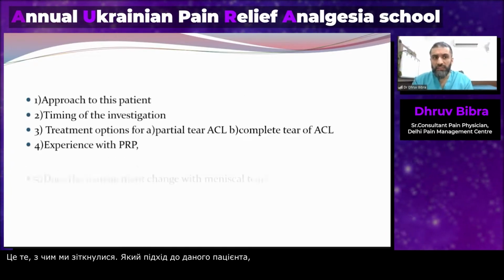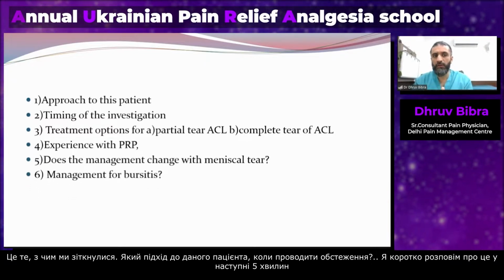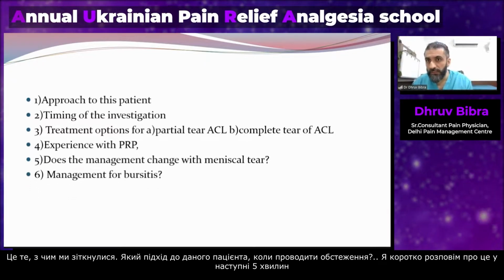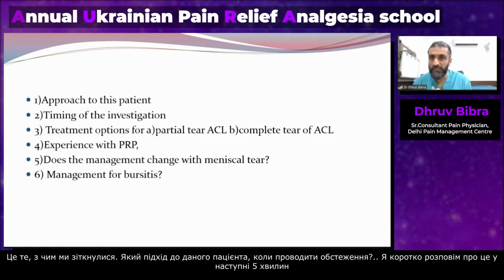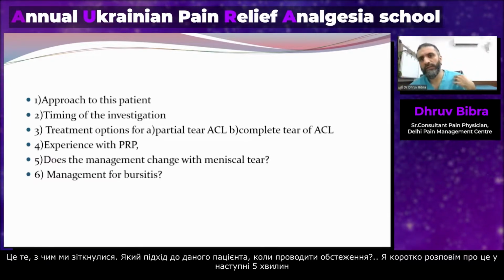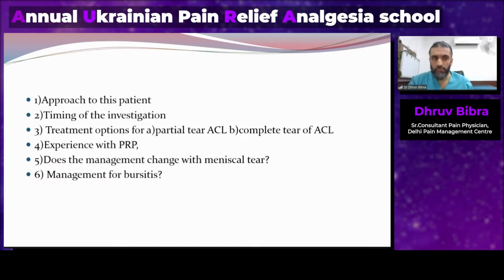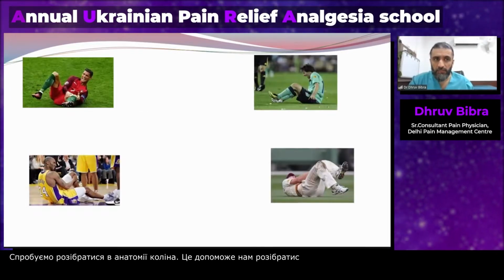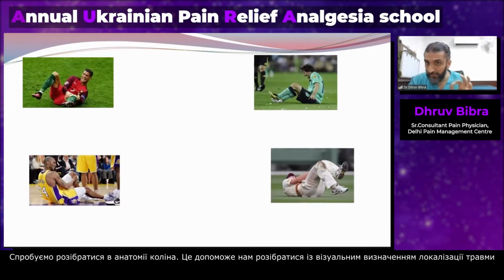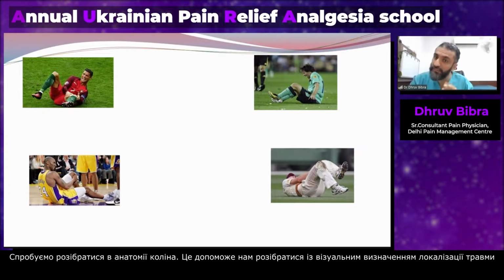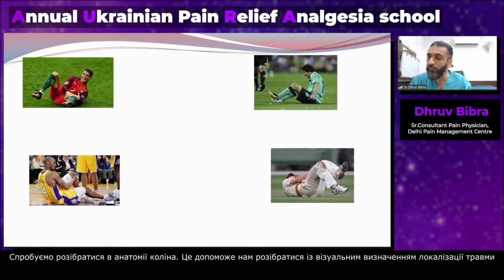How do we approach? Now, these are the things which we come across. How do we approach these patients and time the investigations? So during the next 5 minutes, I'll be talking briefly about them. Before this, most important, let us try to get the anatomy. Now that will help us find out which part is weak.